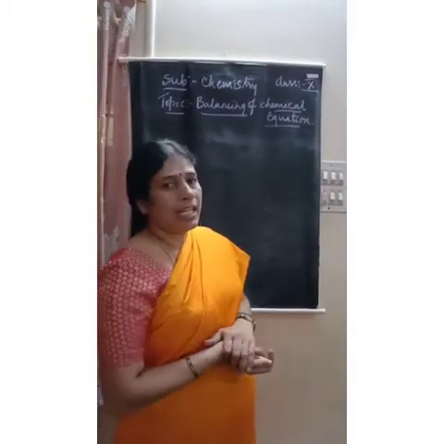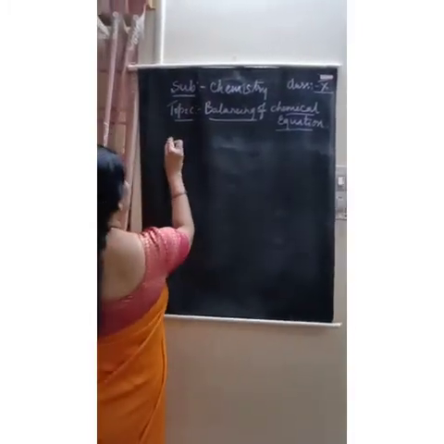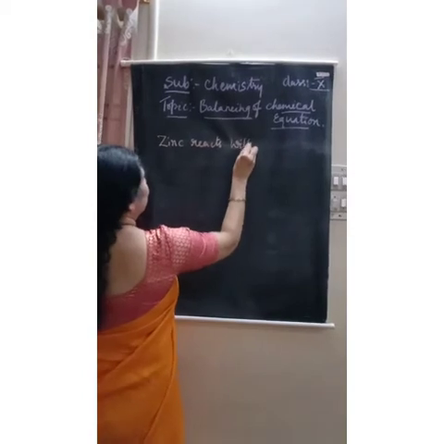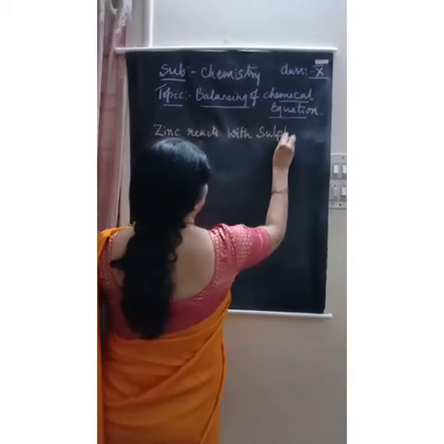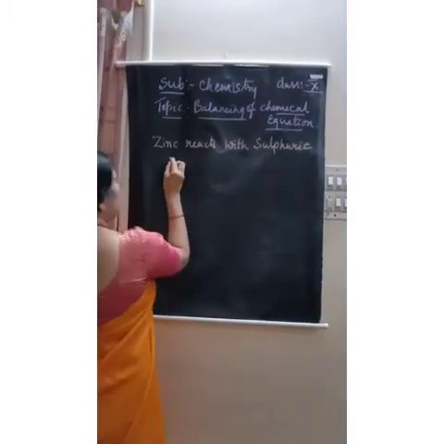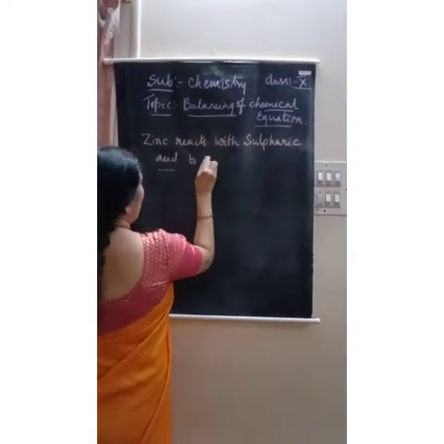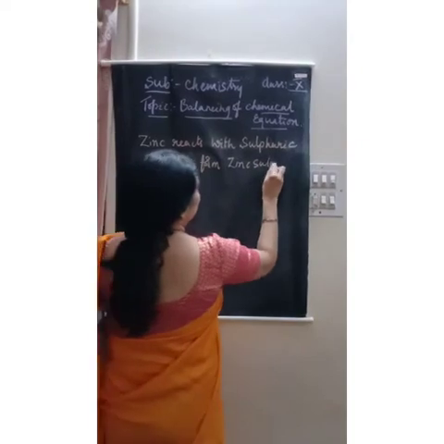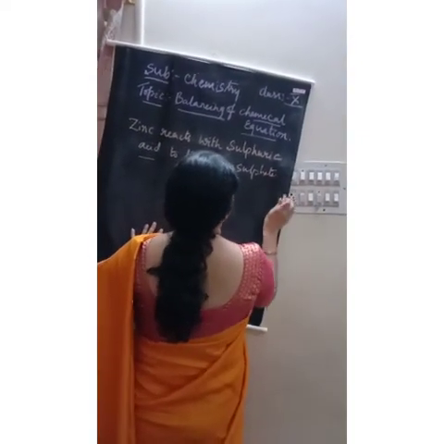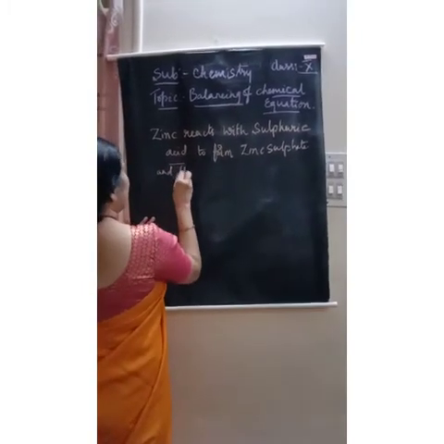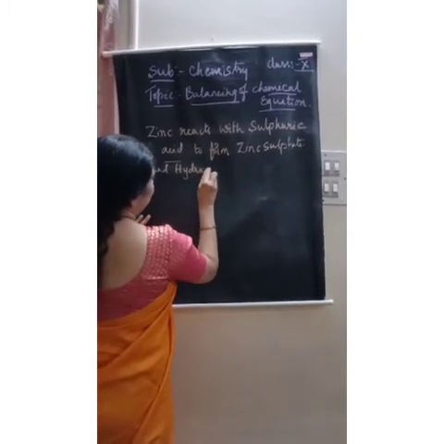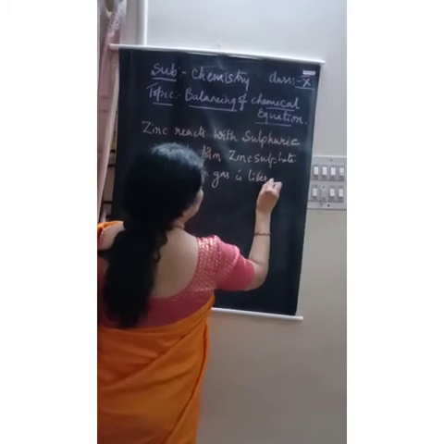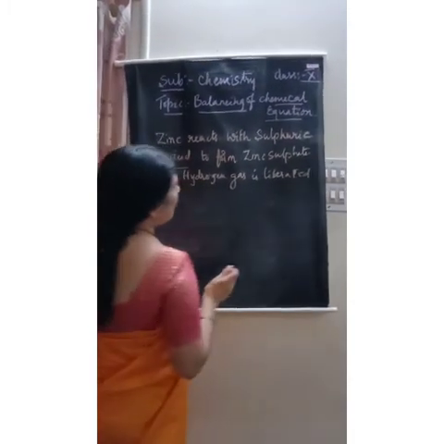So let us consider an example. Zinc reacts with sulfuric acid to form zinc sulfate, and hydrogen gas is liberated. This is a chemical change.